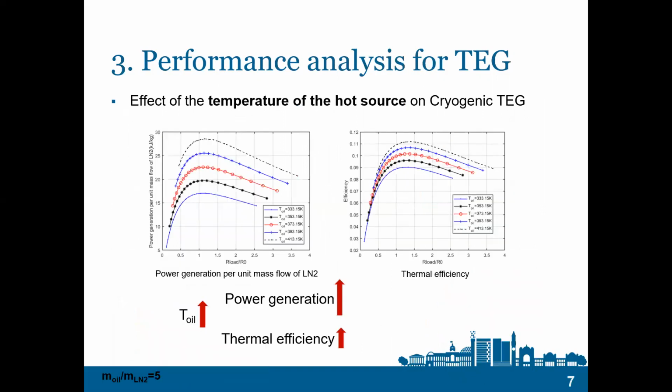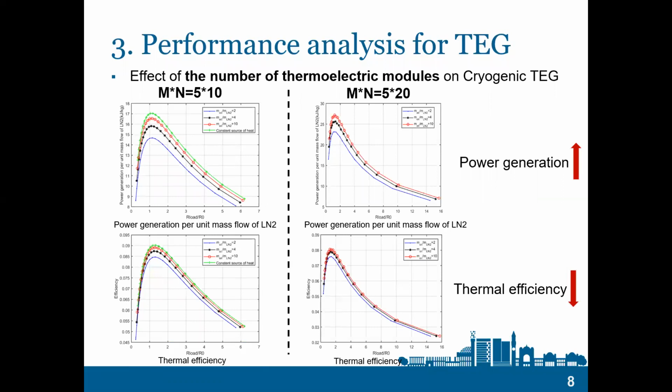Then we also studied the effect of the temperature of the hot source on the performance of the cryogenic TEG. From these two figures, we can see that the higher the temperature of the hot source, the higher the power generation and thermal efficiency we can get from the cryogenic TEG heat exchanger. That means that if we can introduce some waste heat into this system, we can improve the working performance of the cryogenic TEG heat exchanger further. And finally, we studied the effect of the number of thermoelectric modules on the working performance of the cryogenic TEG.